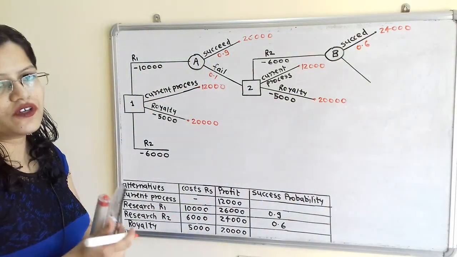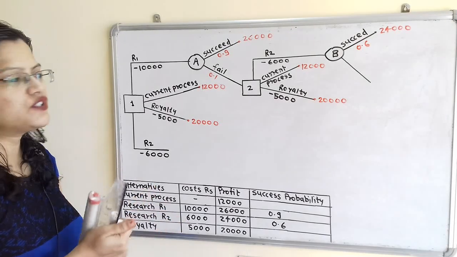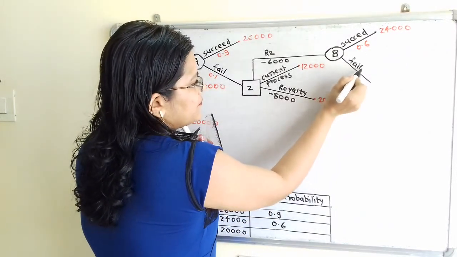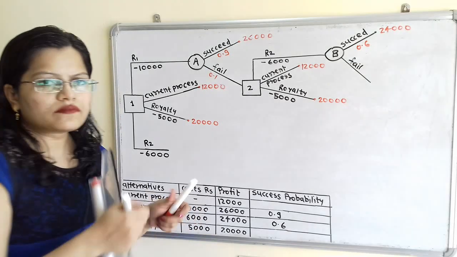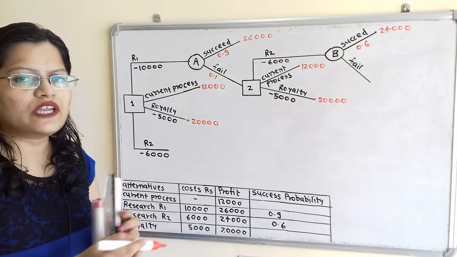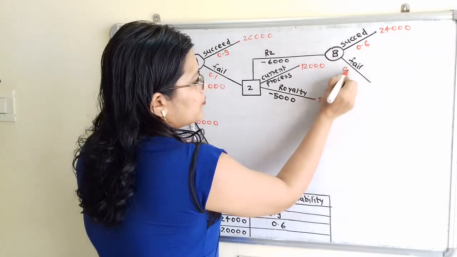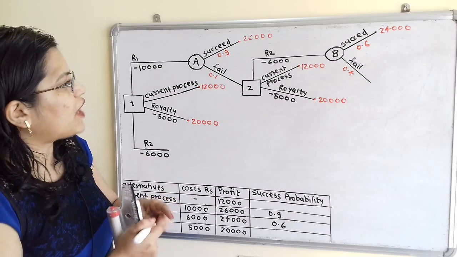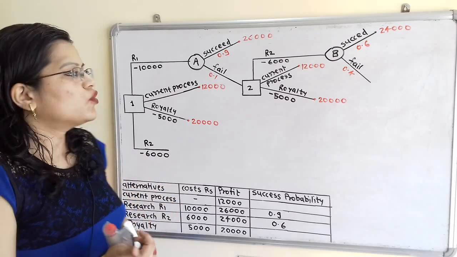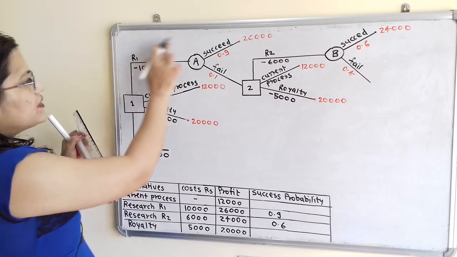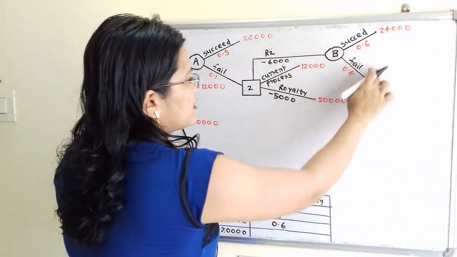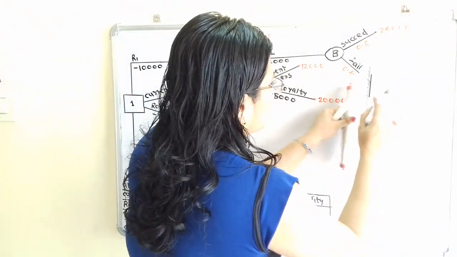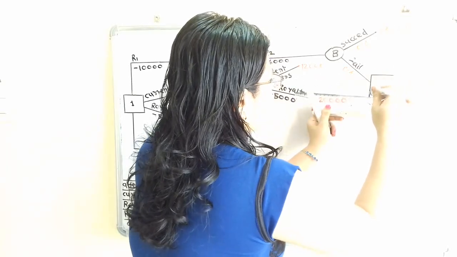And the second chance is that this research will fail. So here I will write failure of this research, that is fail, and what will be its probability? The probability for the failure is 1 minus 0.6, that is 0.4. Now when research R2 fails, when R1 has also failed and R2 has also failed, then there are two options that will remain. So we have to show this with the decision node. This will be our third decision.